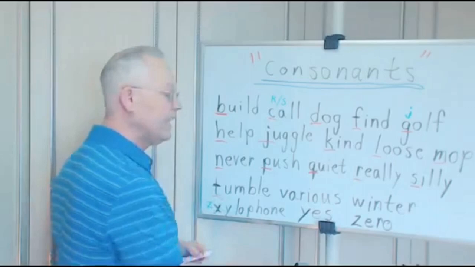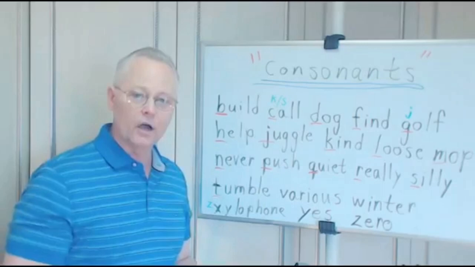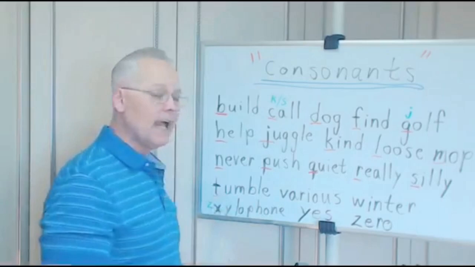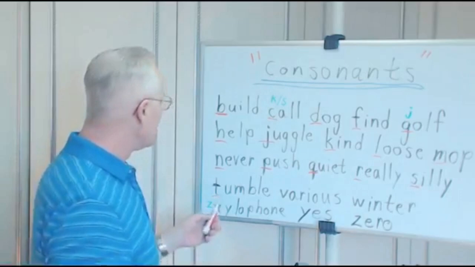Well, the little dog was chasing the car and tripped. It stumbled and tumbled across the street. But it didn't get hurt. Tumble. Perhaps you have a glass that's called a tumbler. Have you ever heard of that? Yeah, tumblers. Type of drinking glass.